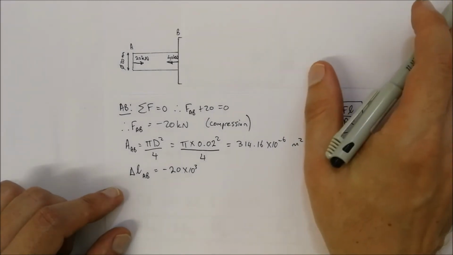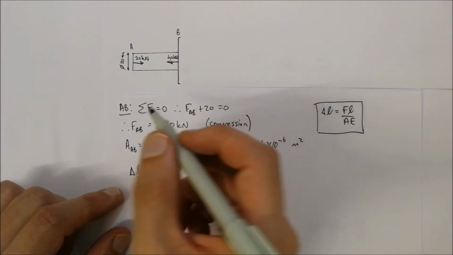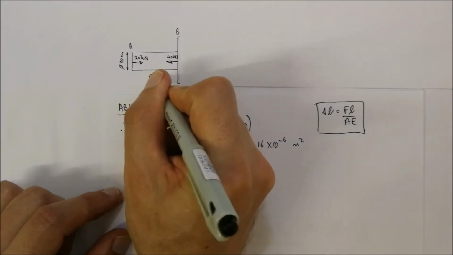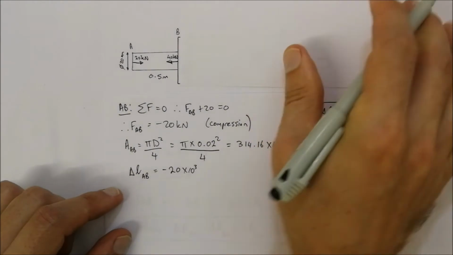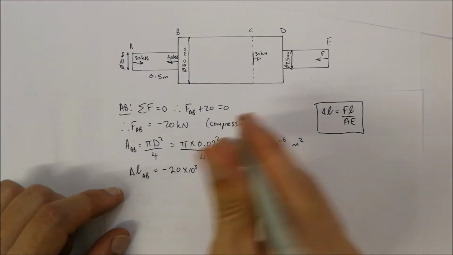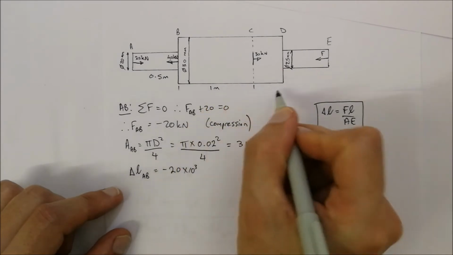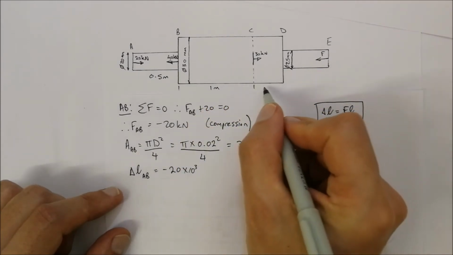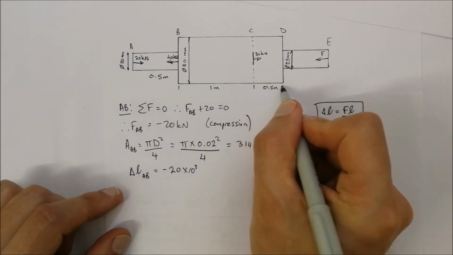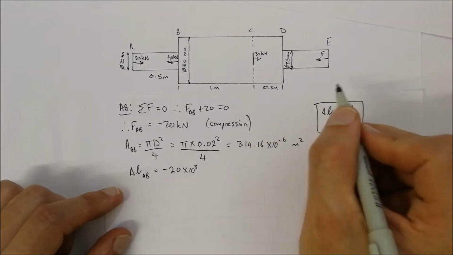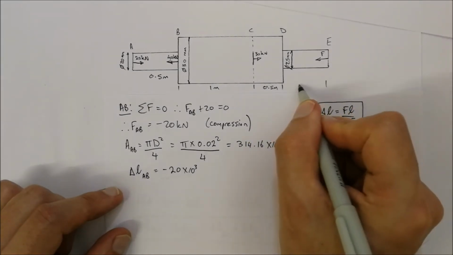If you look at this over here, I haven't told you what length this is. So this over here is 0.5 meters. From B to C is 1 meter. So from there to there is 1 meter. From C to D is 0.5 meters. And from D to E is also again 0.5 meters.